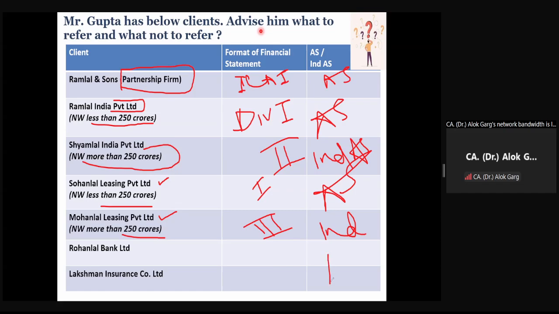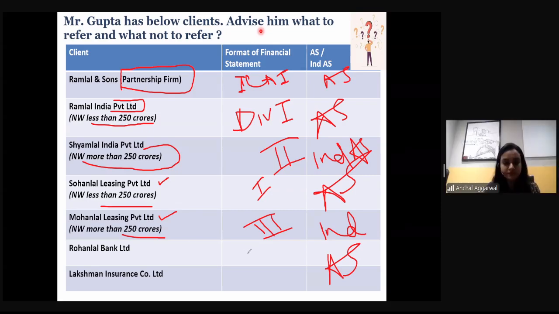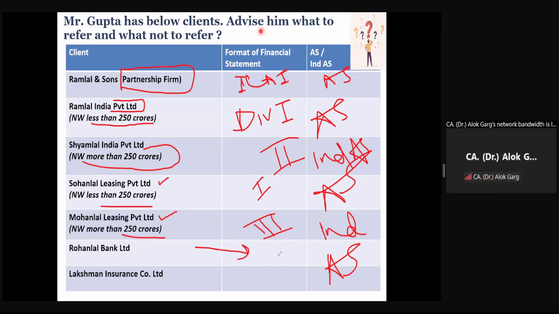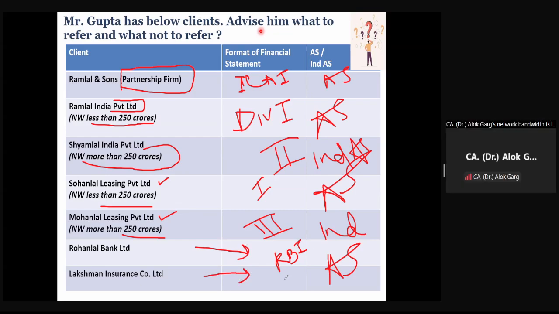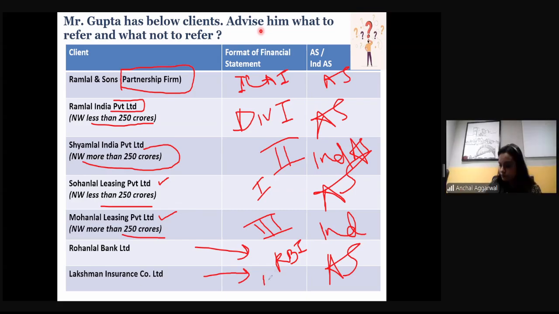So on banks and insurance companies, AS is applicable. What is the format? They have to follow Division 1 updated with, in the case of a bank, the RBI guidance and the banking regulation. If there is any requirement of RBI, it has to be adhered to. For an insurance company, Division 1 is updated with the requirements from IRDA, the Insurance Regulatory and Development Authority of India. So this is like that.